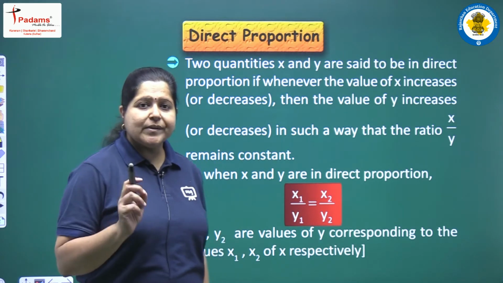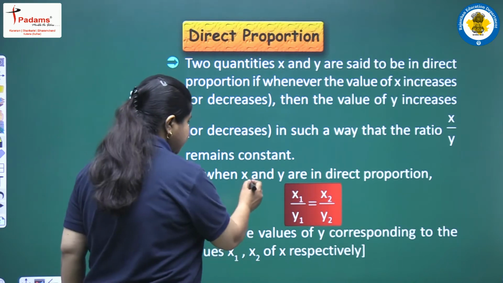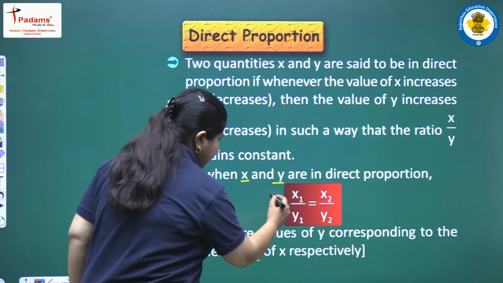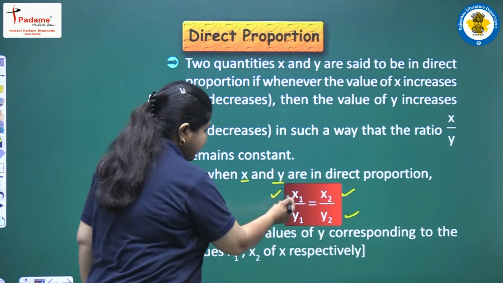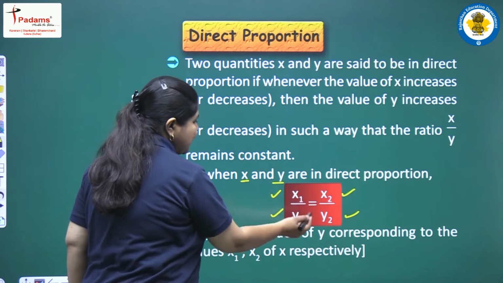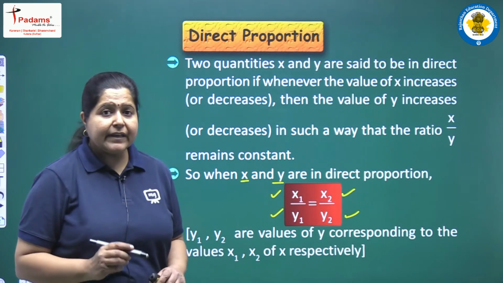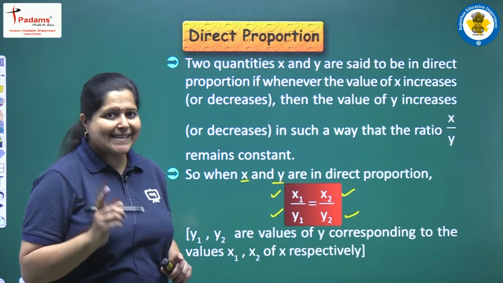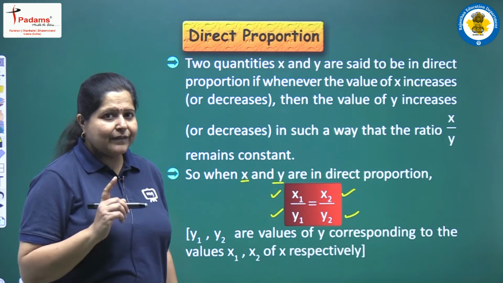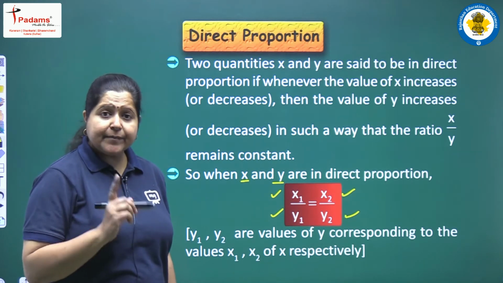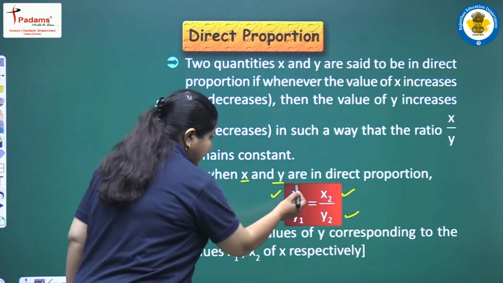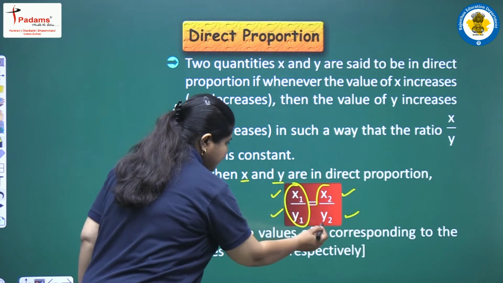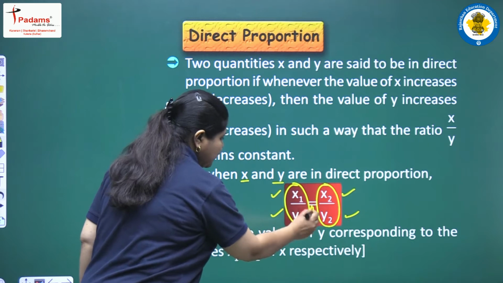And so if two quantities x and y are in direct proportion, then we can write x1 upon y1 equal to x2 upon y2, where x1 and y1 and then x2 and y2 are the corresponding values of the quantities x and y here. So if we have two quantities in direct proportion, then we will be taking the ratio of the values of the two quantities, different values, and then we will be equating them.